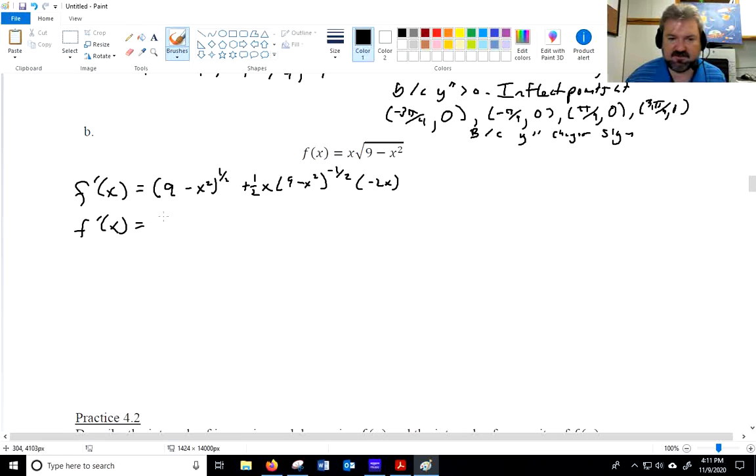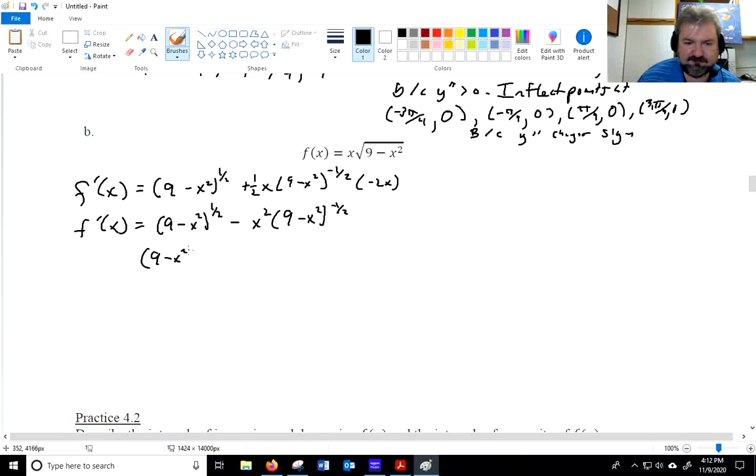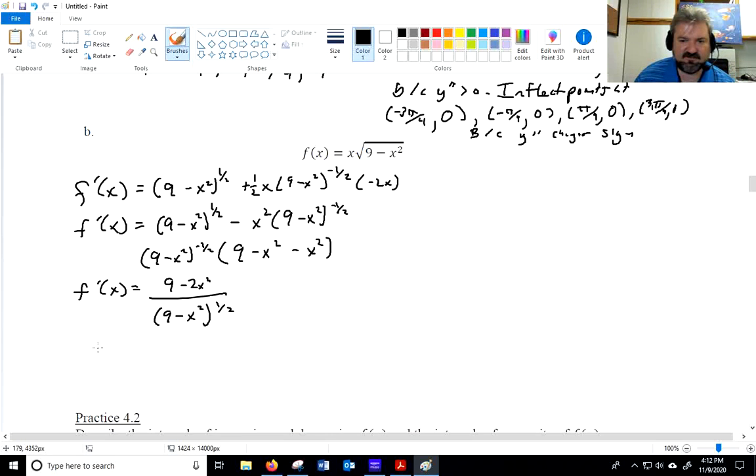We get, let's see here, 9 minus x squared to the 1/2 minus x squared times 9 minus x squared to the negative 1/2. And I'm actually going to factor out a 9 minus x squared to the negative 1/2, which will give me 9 minus x squared to the first minus x squared. So as you can see, f prime of x is actually 9 minus 2x squared over 9 minus x squared to the 1/2. Let's take the second derivative.